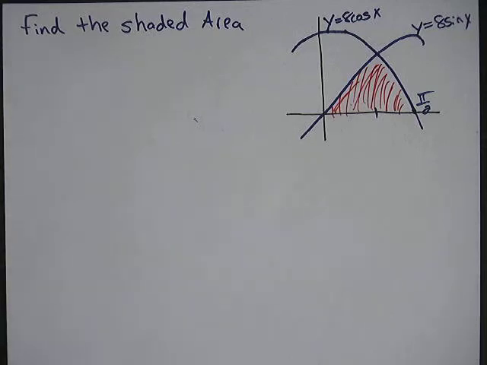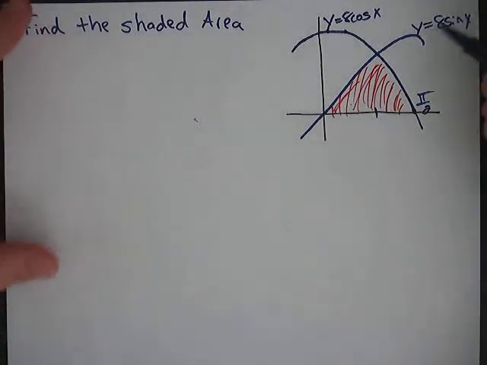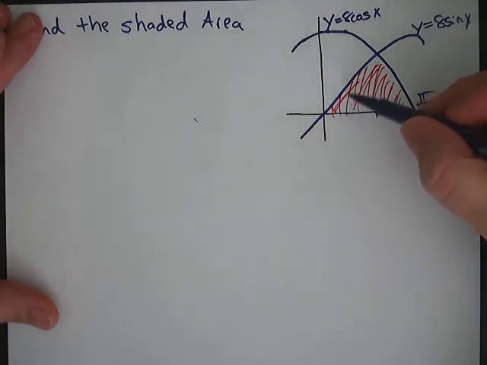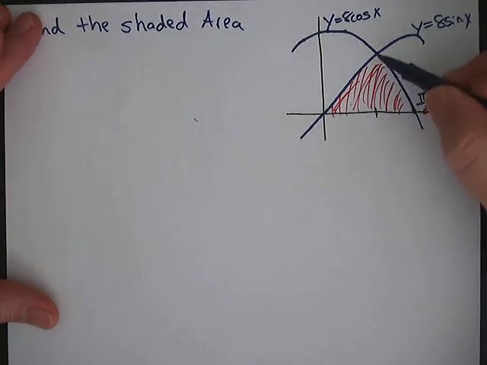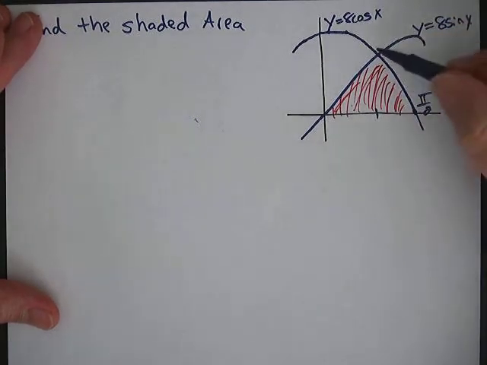All right, in this problem, we're asked to find the shaded area here. We have two functions, y equals 8 cosine x and y equals 8 sine x. It looks like the sine x is the upper function here for a little while, and then at some point, the 8 cosine x becomes the upper one.